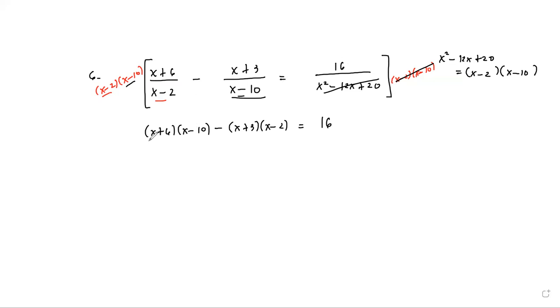Okay, so now for the following products, we're going to use the FOIL method. So here, let's place them inside parentheses. x times x is x squared. x times negative 10 is negative 10x. 6 times x is plus 6x. And 6 times negative 10 is negative 60. And then minus. Since there's a minus sign here, the product must be placed inside parentheses because it's preceded by a negative sign.